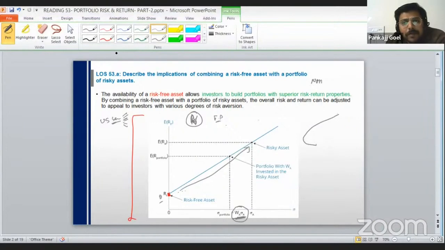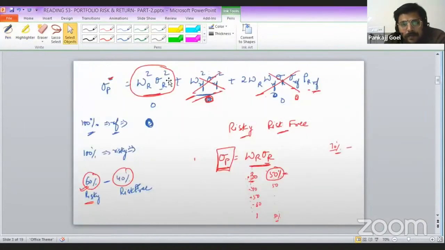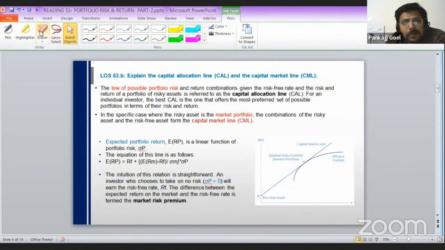Now, let me move on. For example, I have created my portfolio. And if I combine that portfolio with the risk-free asset, I get the capital allocation line, which we did in the last class.